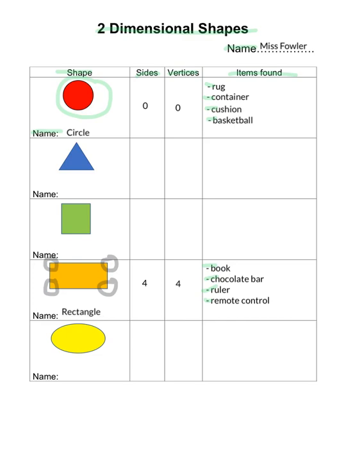It's now your turn to complete the activity. We have a circle, a triangle, a square, rectangle, and an oval. So you need to complete the whole activity and name the shape. You need to tell us how many sides the shape has, how many vertices the shape has, and items that you have found that are in that shape. So you have the option of listing your items, or you can draw your items and label them. It's up to you however you would like to do it.